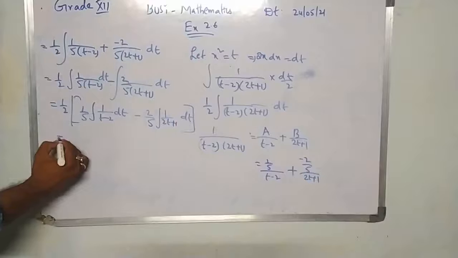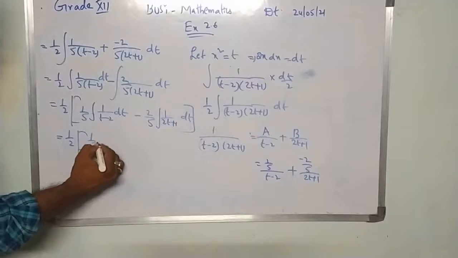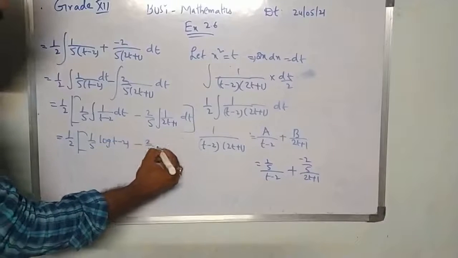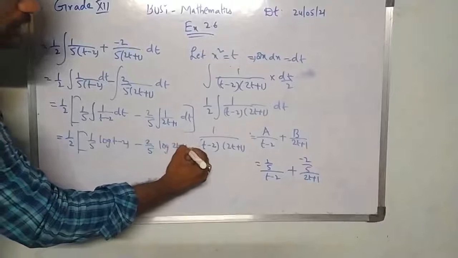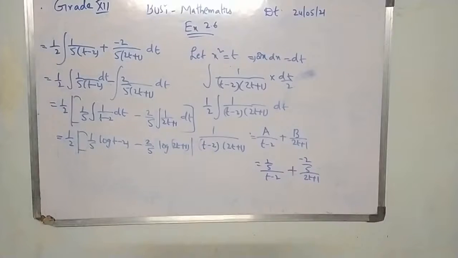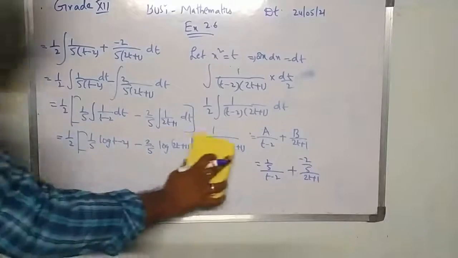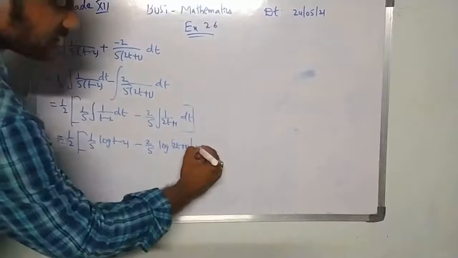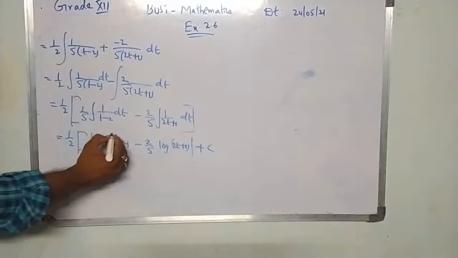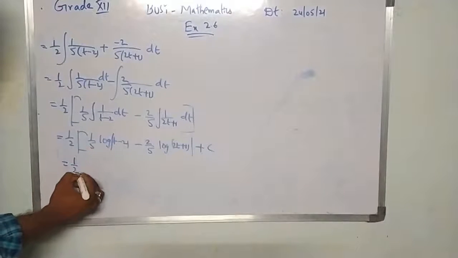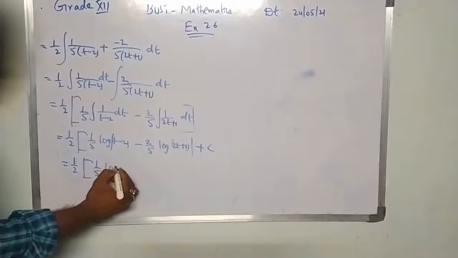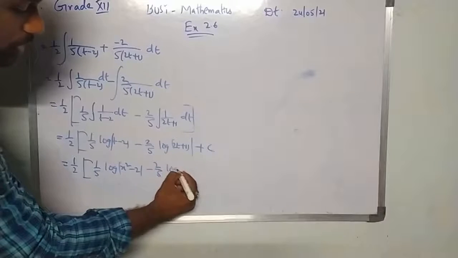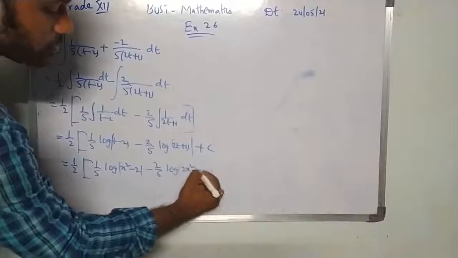Overall in brackets, with 1 by 2 as it is, it will be 1 by 5 log of t minus 2 minus 2 by 5 log of 2t plus 1 plus c. So we have to replace now t with x square. So that is 1 by 2 into 1 by 5 log of x square minus 2 minus 2 by 5 log of 2x square plus 1 plus c.